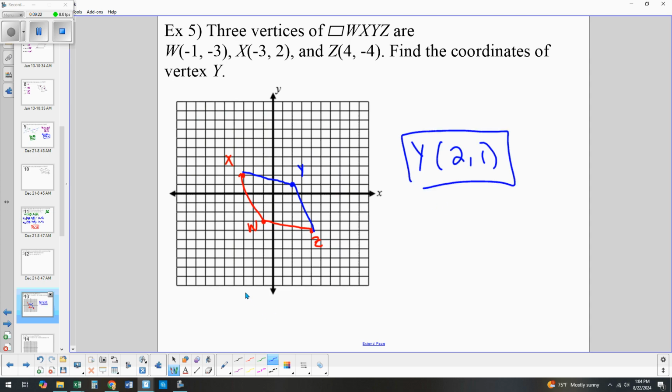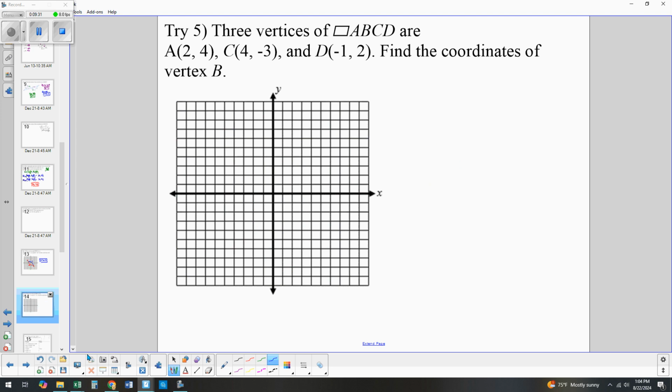All right, and that's how you can create a parallelogram. Knowing any 3 original points, we could find the 4th point that will make it work. So here is one for you to try. You could pause, check your answers online.